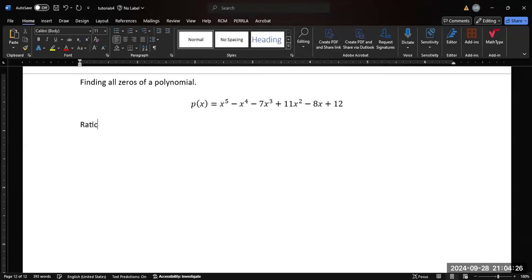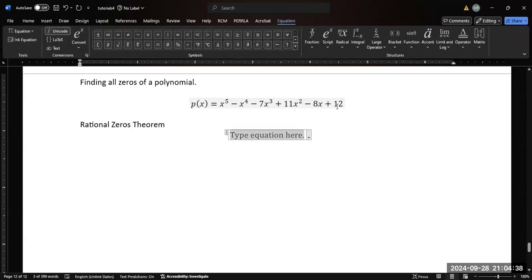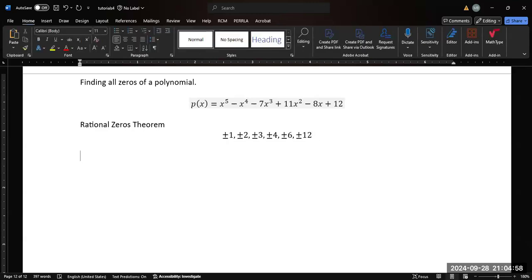So I'm going to start with the rational zeros theorem. Now, the rational zeros theorem, in this case, since the leading coefficient is 1, the factors are going to come entirely from the constant at the end. So plus and minus 1, plus and minus 2, plus and minus 3, plus and minus 4, plus and minus 6, and plus and minus 12. So those are the only possibilities for rational zeros. So that's something that we can try.